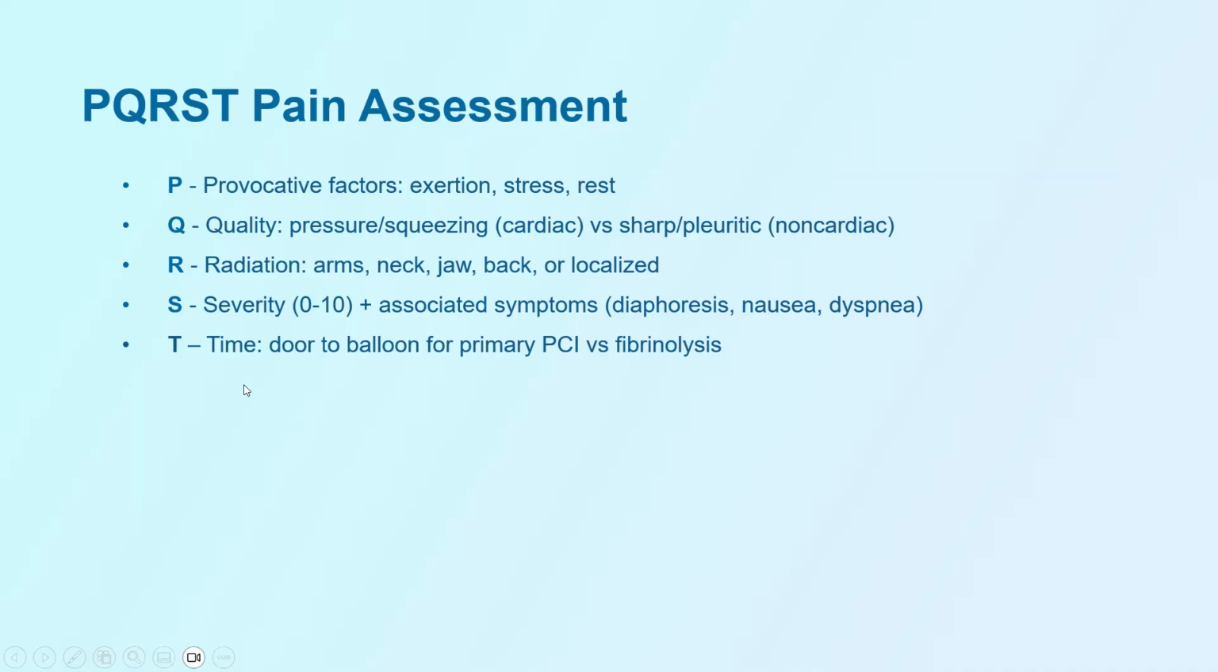T, we come to time. How long is it going to take us from the emergency room door to balloon, or to the area where we do PCI? This will help us in deciding whether we are going to go with primary PCI or fibrinolysis.